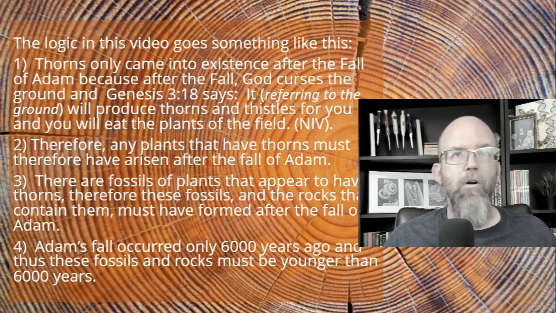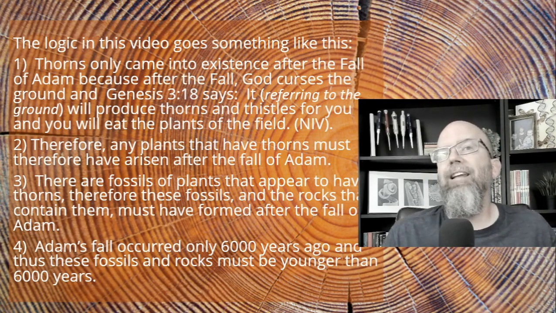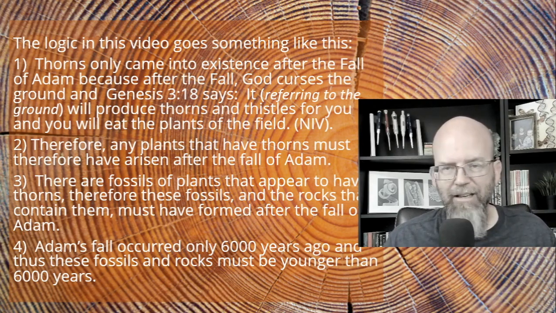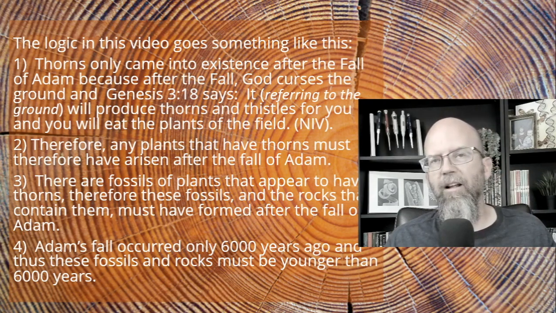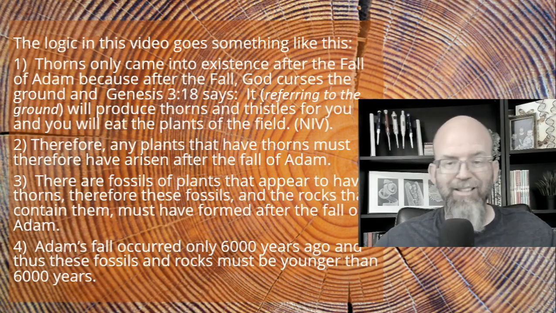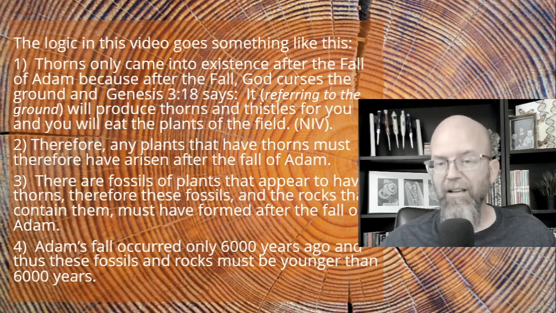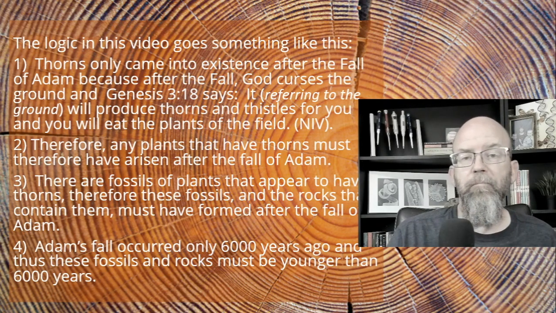So if you see a rock and you see a fossil in it, and it's of a plant, and it has anything that looks like a thorn, there's your evidence. The world must be young, right? Only 6,000 years old at most, because thorns and thistles themselves can only be 6,000 years old.